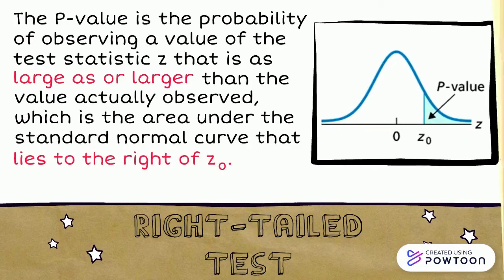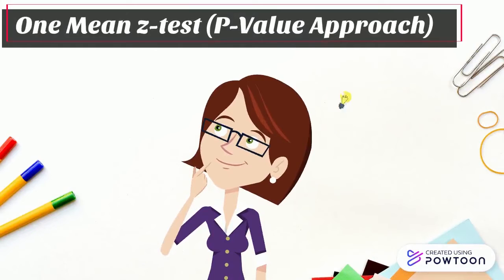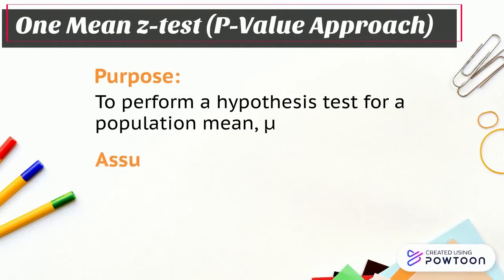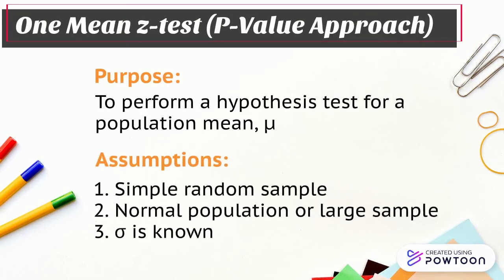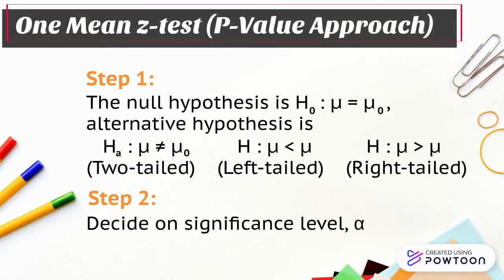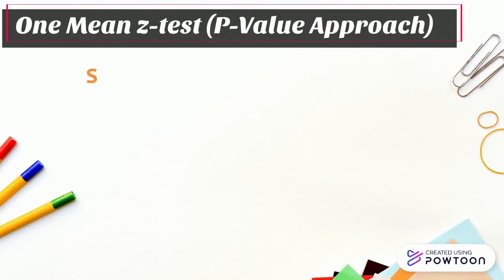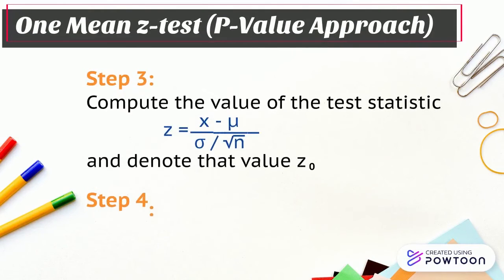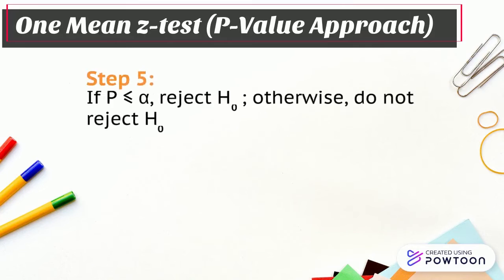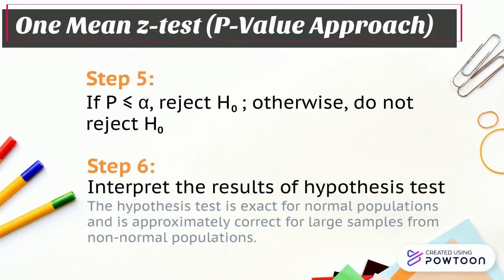Next, p-value approach. Purpose: to perform a hypothesis test for a population mean. Assumptions: simple random sample, normal population, standard deviation is known. Step 1. State the null and alternative hypothesis as given. 2. Decide on significance level. 3. Compute Z value using the given formula. 4. Determine p-value. 5. Decide whether to reject the null hypothesis. 6. Interpret the result.